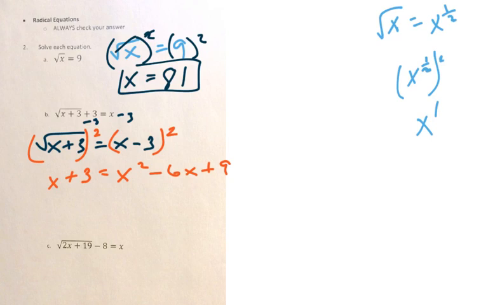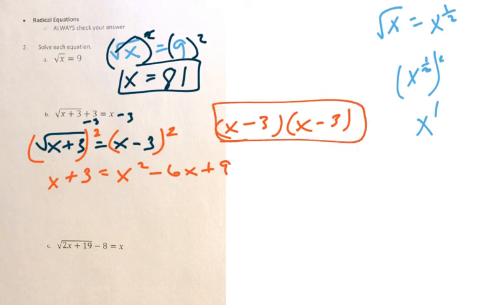Okay, so please make sure you don't make that mistake where you say it's x squared plus 9. Don't do that. That's wrong. You have to, essentially, foil it out and do x minus 3 times x minus 3. Okay, so make sure you do this correctly.